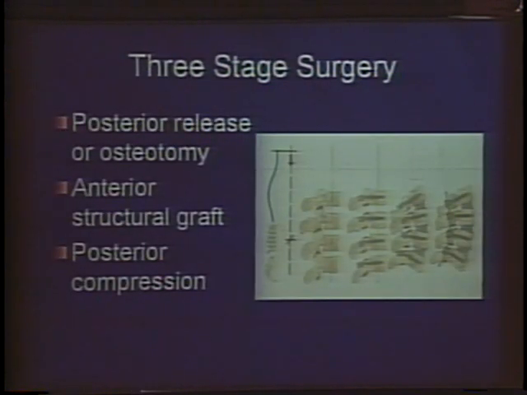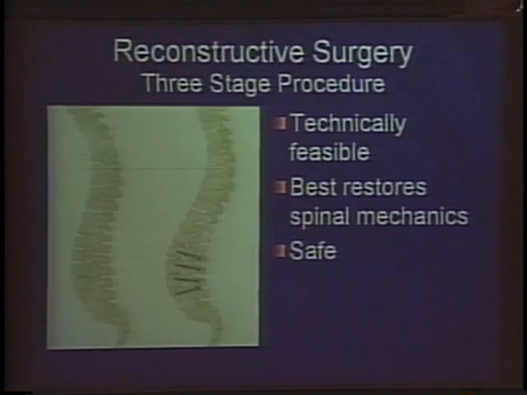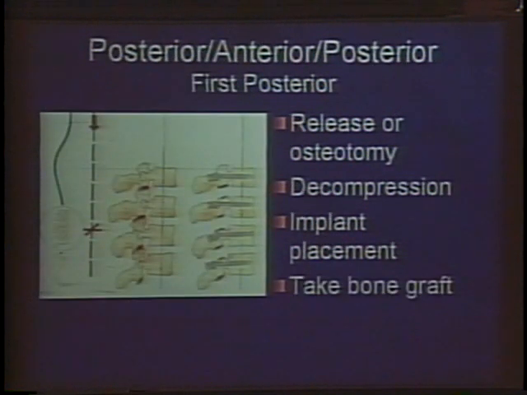So the three-stage surgery is as shown, and I'll show you that this is technically feasible. It best restores the spinal mechanics, and I think you'll see it's a safe procedure also. The first procedure from the back, you take the bone graft, do the Ponte-type osteotomies, and place your screws and close the incision. And you can also do any decompression that's indicated. And this takes approximately 2.5 to 3 hours.